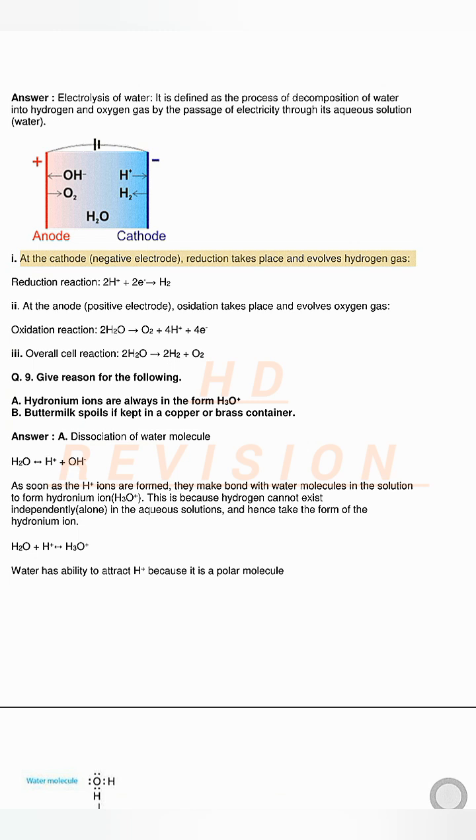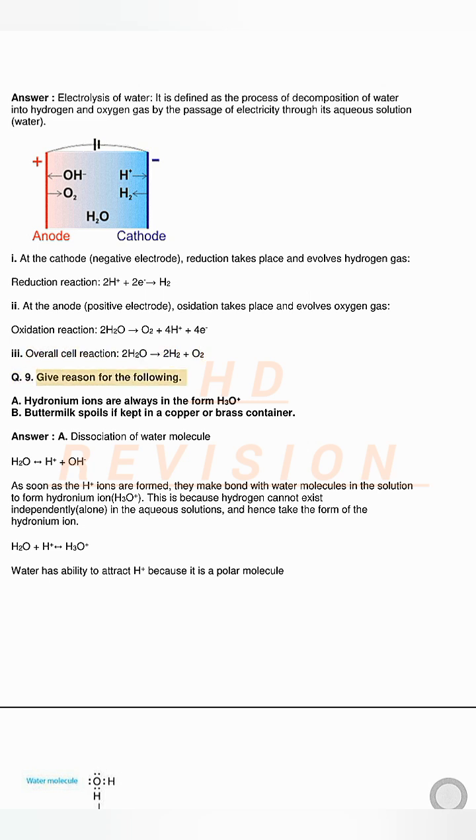I. At the cathode, the negative electrode, reduction takes place and evolves hydrogen gas. Reduction reaction: 2H+ + 2e- → H2. II. At the anode, the positive electrode, oxidation takes place and evolves oxygen gas. Oxidation reaction: 2H2O → O2 + 4H+ + 4e-. III. Overall cell reaction: 2H2O → 2H2 + O2.